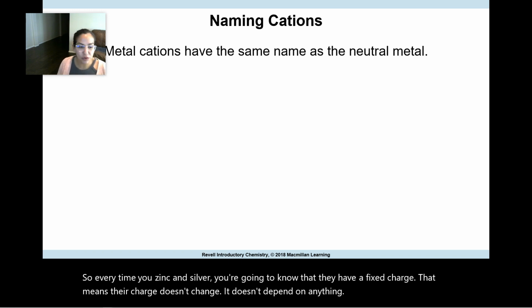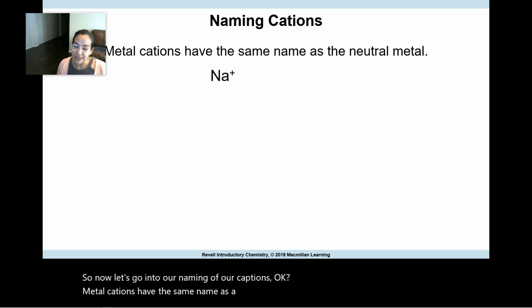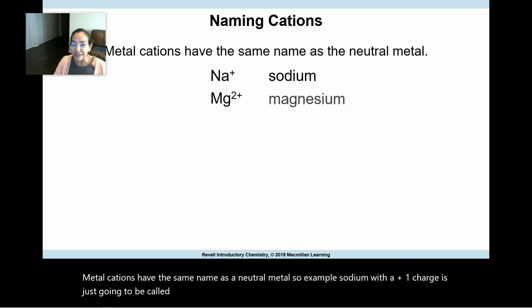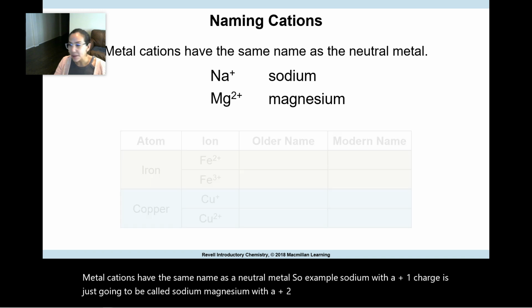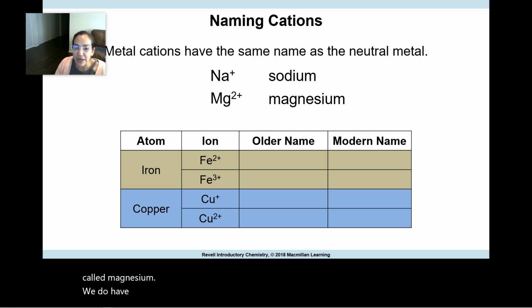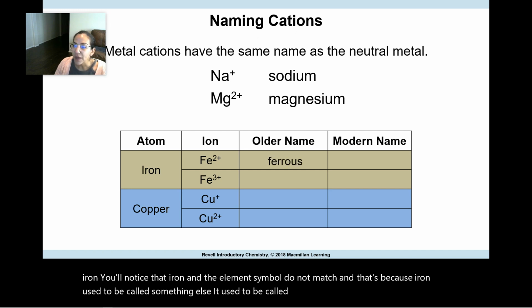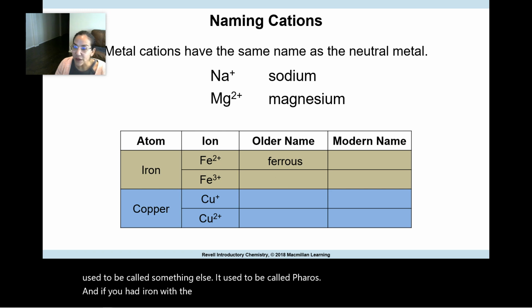Okay, so now let's go into our naming of our cations. Metal cations have the same name as the neutral metal. So for example, sodium with a +1 charge is just going to be called sodium. Magnesium with a +2 charge is just going to be called magnesium. Okay. We do have some names that used to have a Latin name associated with them. So if we look at iron, you notice that iron and the element symbol do not match, and that's because iron used to be called something else. It used to be called ferrous. And if you had iron with a +3, it was called ferric.